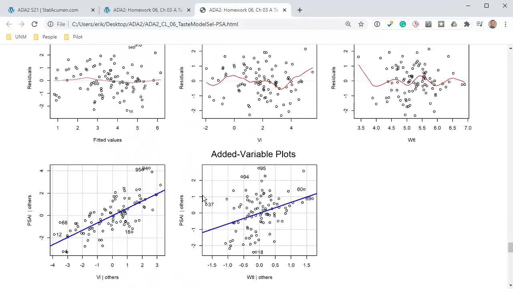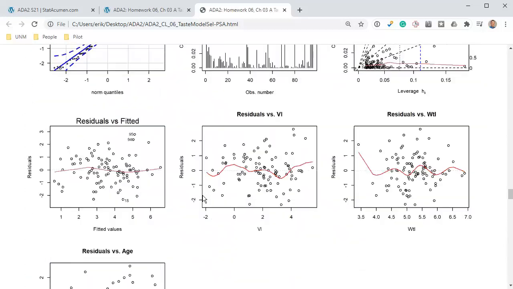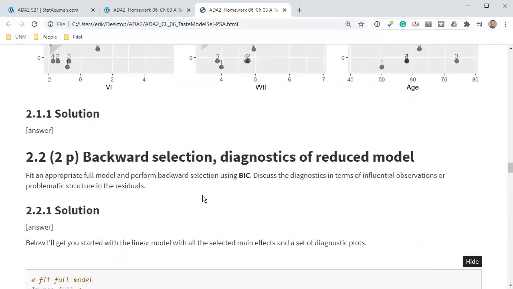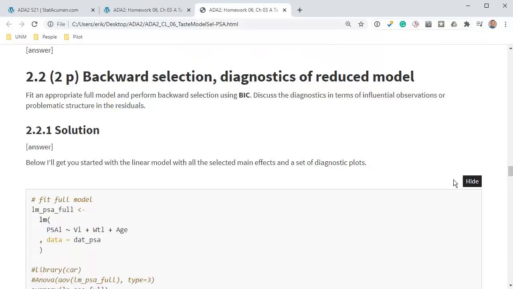Okay, let me page up now for a moment and look at the description of this question. Fit an appropriate full model and perform backward selection using BIC. Discuss the diagnostics in terms of influential observations or problematic structure in the residuals. We saw that the residuals look great. The couple influential observations seem to be reducing the slopes in the model, so I don't see very much problem there.